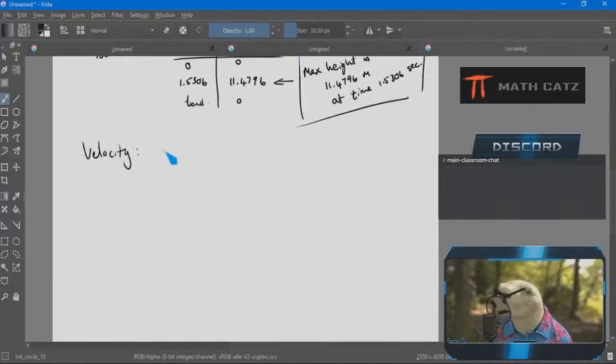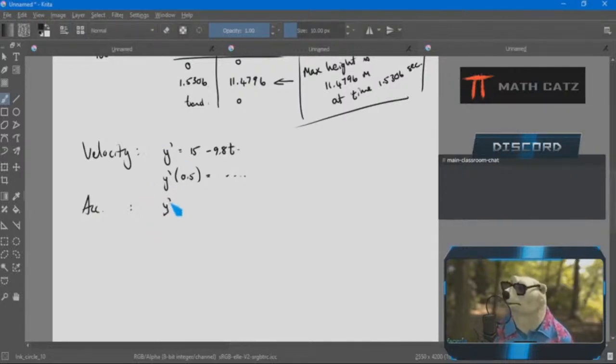Velocity is the derivative. And we already found the derivative as 15 minus 9.8 t. So the velocity at, let's just do the first one, 0.5 seconds. I can find that. Acceleration is the derivative of the derivative. It's the rate of change of the velocity. So it's going to be the second derivative. And that's going to be negative 9.8, which is the gravitational constant rounded. So it's constant. It doesn't even change.